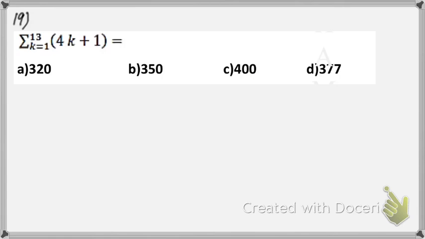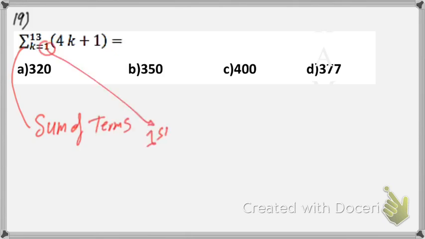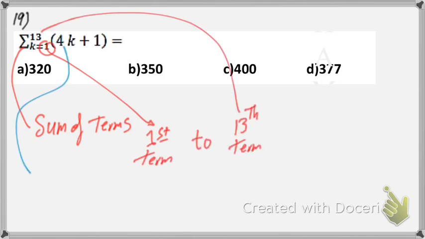Question 19. Find the sum, or the summation, from k equal to 1 to 13 of 4k plus 1. The meaning of this sign is to find the sum of the terms from the first term here, 1, to the 13th term, the number that is written up. 4k plus 1 represents a sequence, but I don't know its terms. So I'm plugging in k with 1 to find the first term, which is equal to 5. And plugging in k with 2 to find the second term, which is 9.